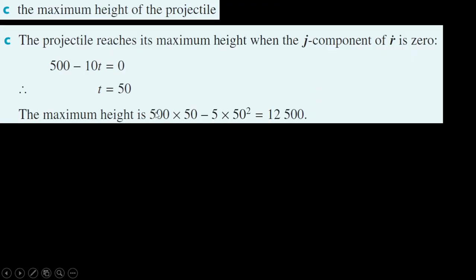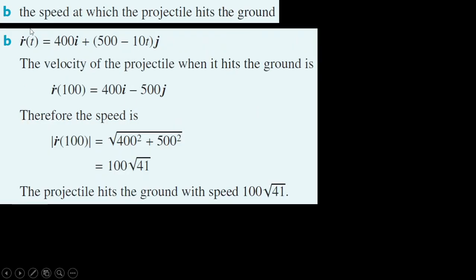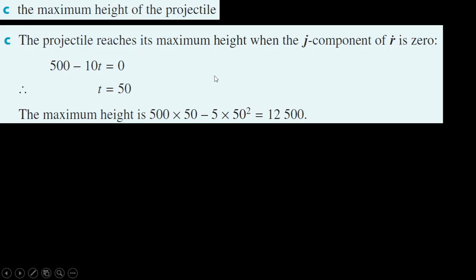To find the maximum height, let's go back to the velocity function. When it's at maximum height, the vertical component is equal to 0. It means that you will reach the maximum height, which is a simple linear equation in t, t equals 50, which makes sense for a parabola, which is half the time to go back to hit the ground again. You substitute into the position vector in the j component, and you end up with the maximum height.